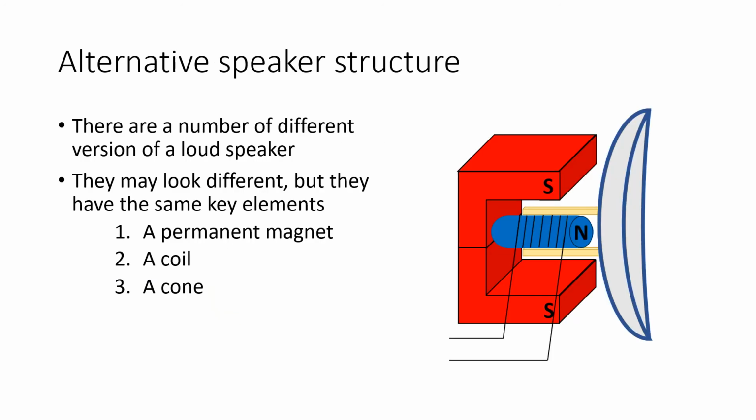Just be careful in an exam. They can make some changes to the structure of the speaker, but the essential elements are always the same. You have to have a permanent magnet. You have to have some kind of coil with an electricity supply current flowing through it, and you always have to have some kind of cone or some kind of flat surface to create the pressure wave.